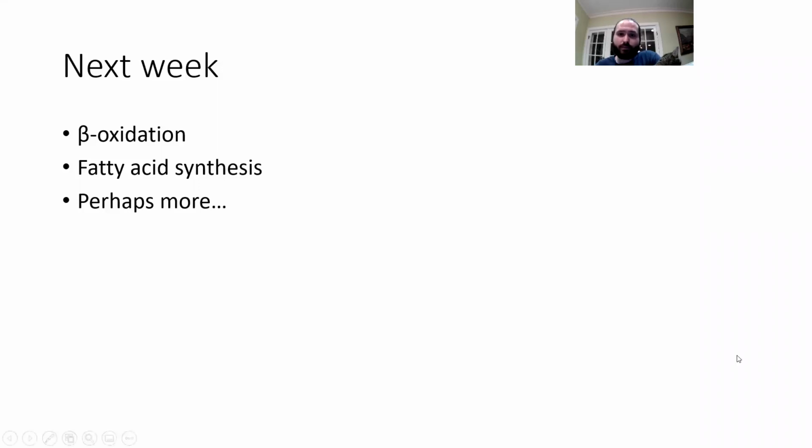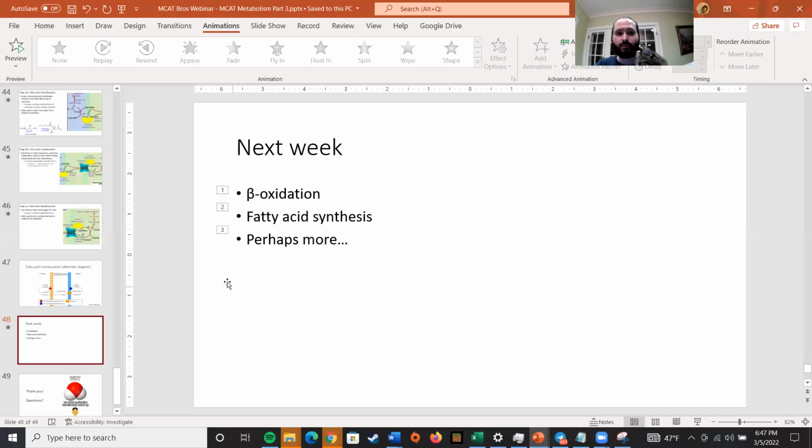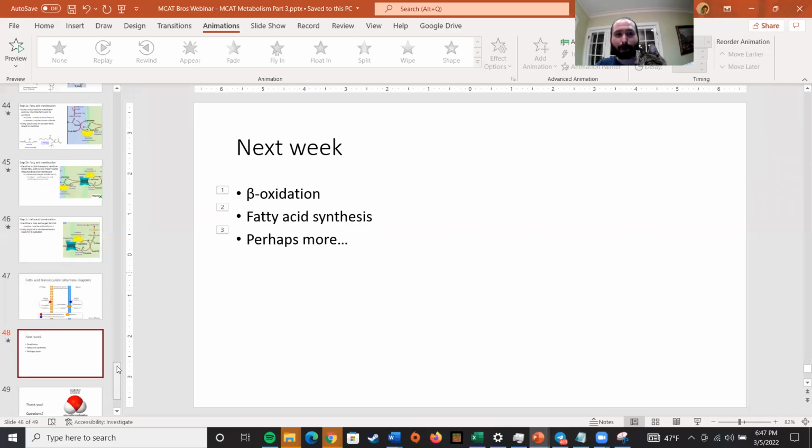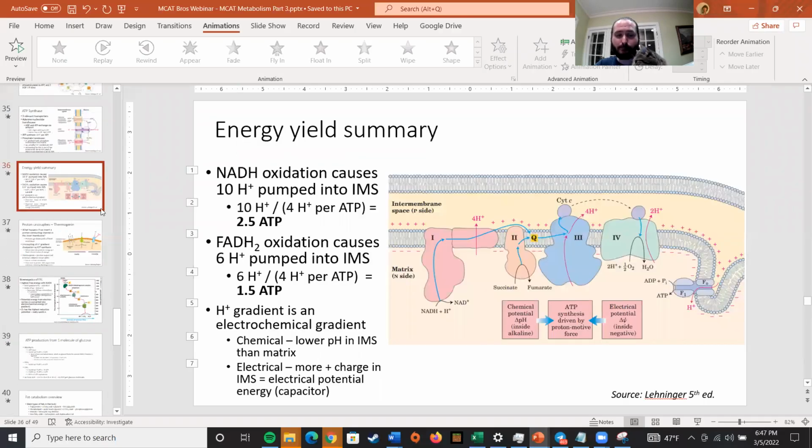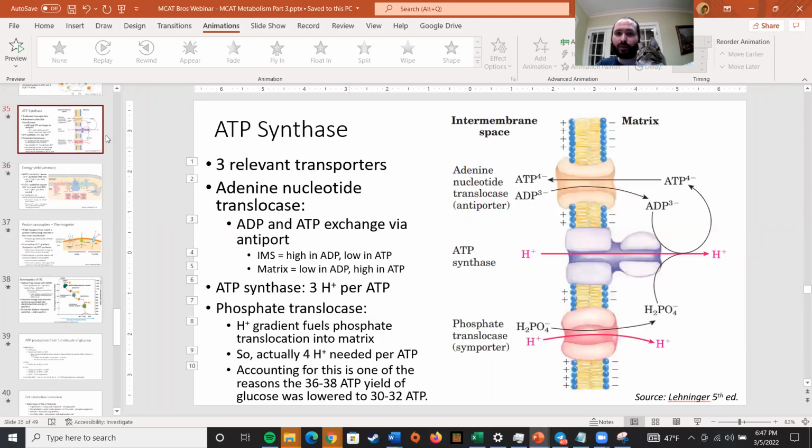I'm just a little confused about the intermembrane space having more ATP. Should it have more ADP, or is it because ATP is being pumped back, or hydrogen is being pumped back, and then it's okay?